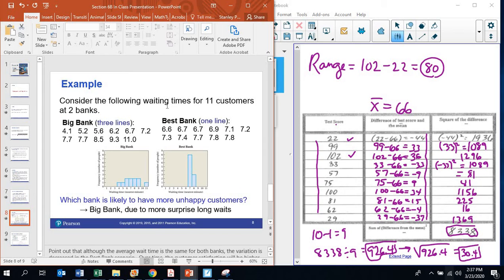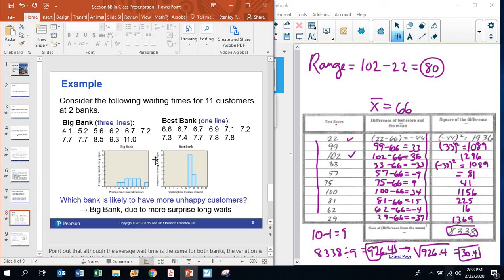And so here's an example from your textbook. It is 2 banks and their wait times for 11 customers in each of the banks. And so these are in minutes, how long they have to wait. At Big Bank, the smallest was 4.1 minutes, the longest was 11 minutes. And for Best Bank, the lowest was 6.6 minutes, but the longest was 7.8 minutes.